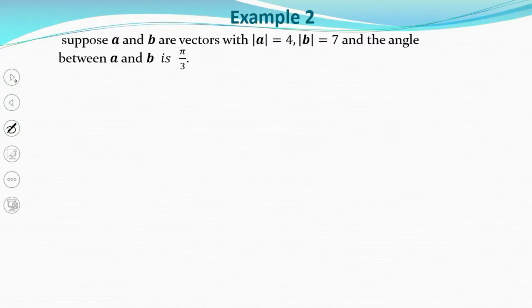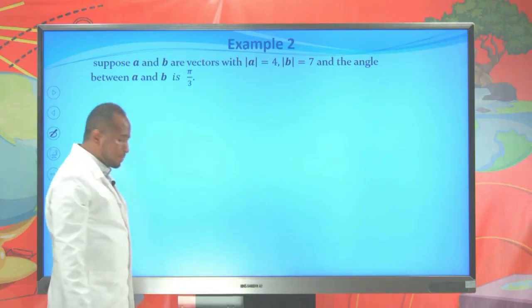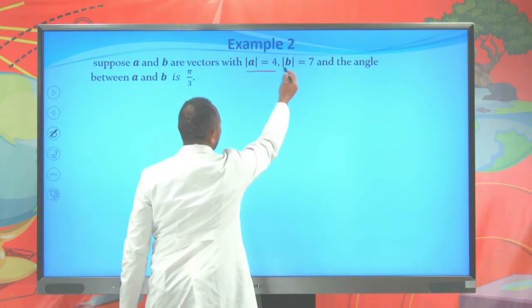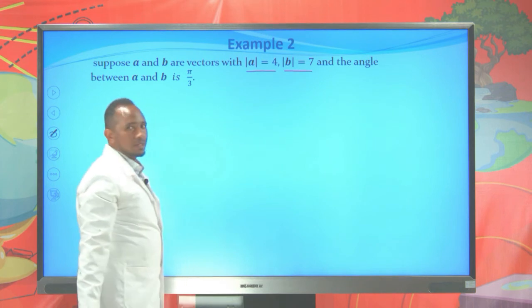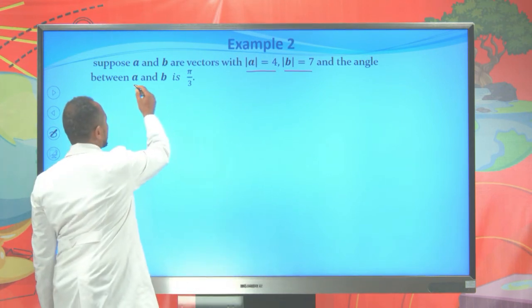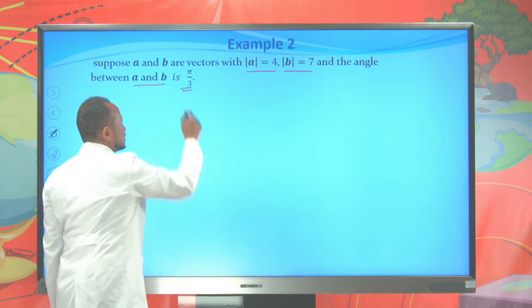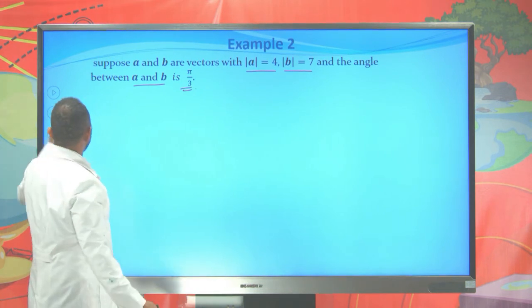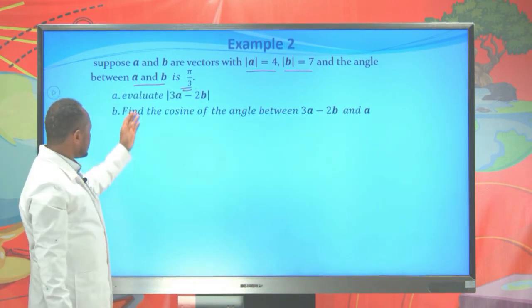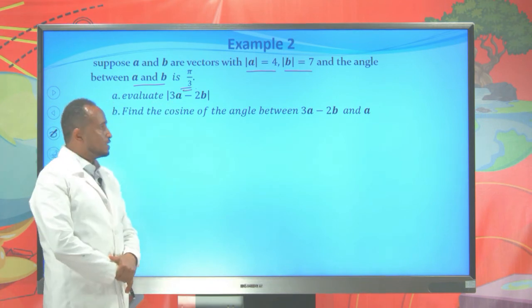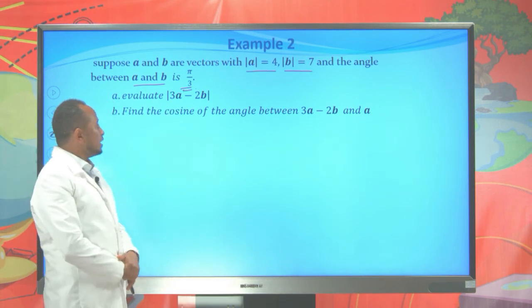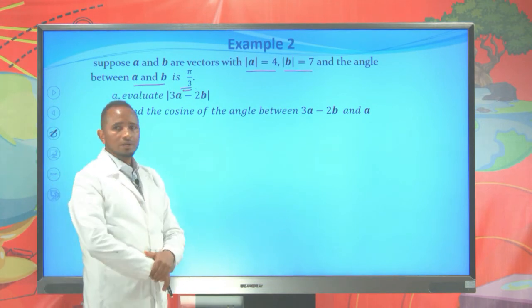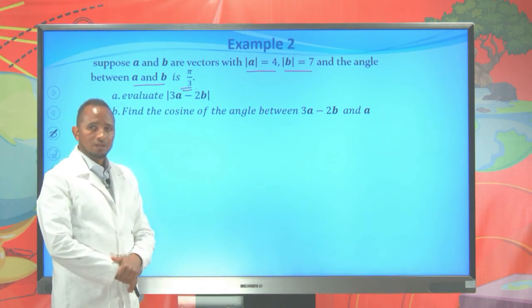Next here we have this. By the way, we can use bold letters to represent vectors. Suppose a and b are vectors, with the magnitude of vector a given as 4 and the magnitude of b given as 7, and the angle between vectors a and b is pi over 3, or 60 degrees. We are asked to find the magnitude of 3a minus 2b and the cosine of the angle between 3a minus 2b and a.